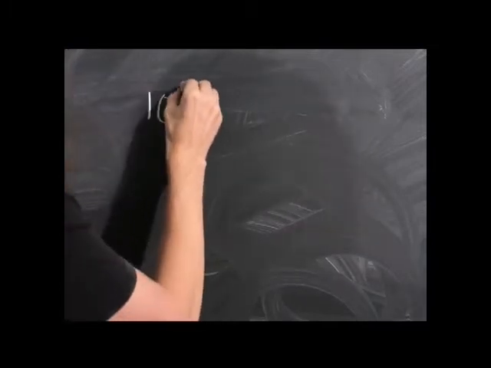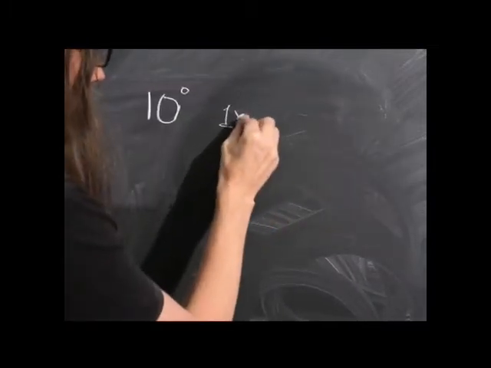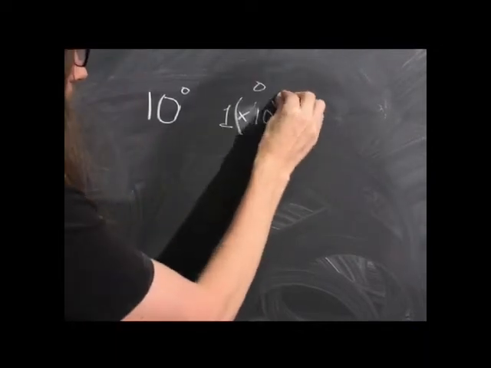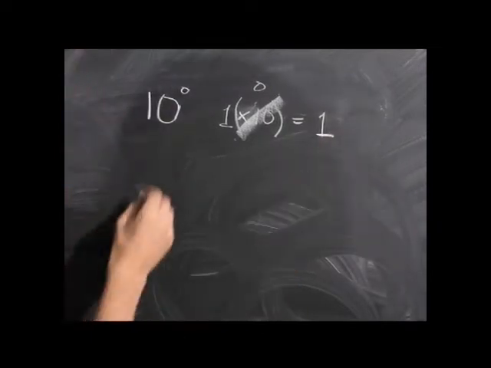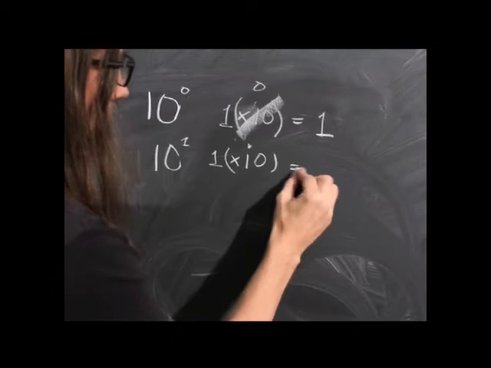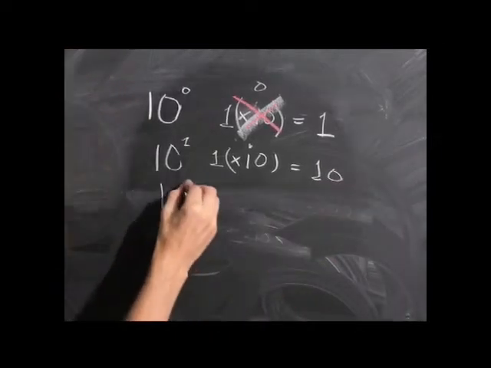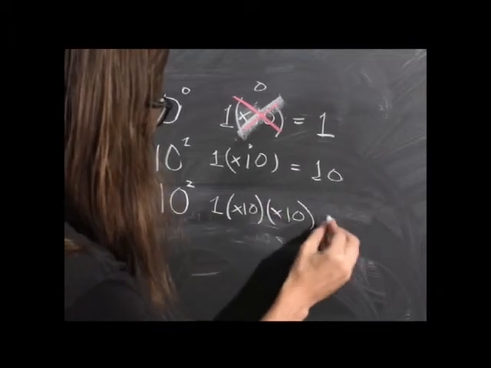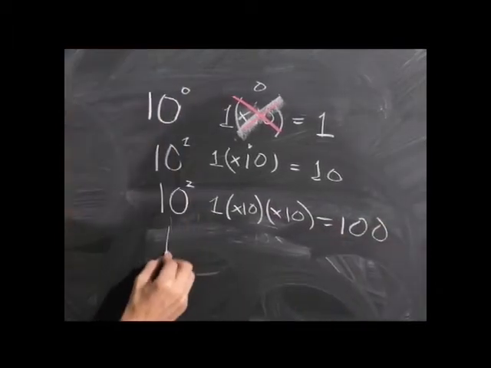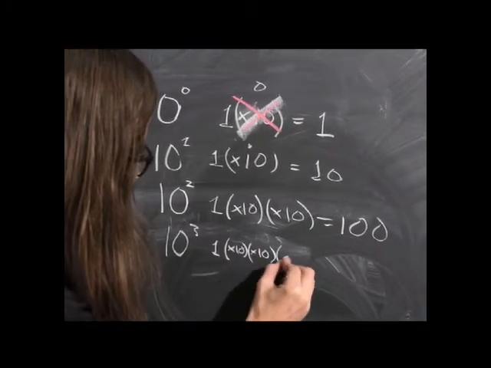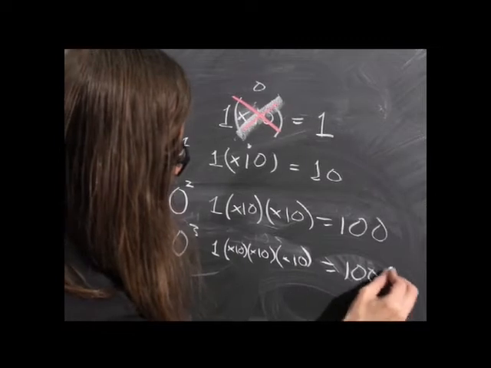So let's look at some powers of 10. 10 to the 0 power is 1 times 10, 0 times. So it's just 1. 10 to the first power is 1 times 10, 1 time. So it's 10. 10 to the second power is 1 times 10 times 10. So that's 100. 10 to the third power is 1 times 10 times 10 times 10, 1,000.